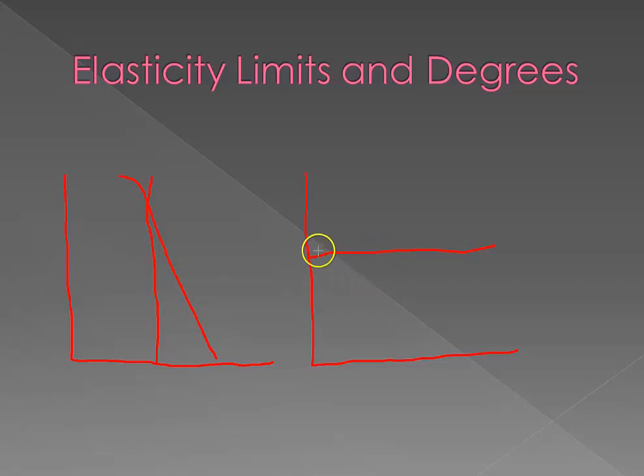And a relatively elastic graph might look like this, where a small change in price will lead to a big change in quantity. However, the slope of the graph does not mean elasticity. It's just to show that a small change in price will lead to a big change in quantity, like this.